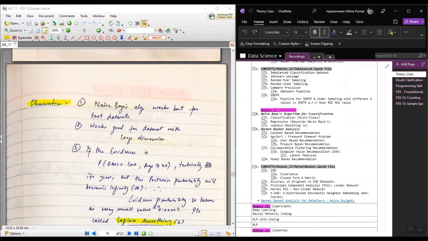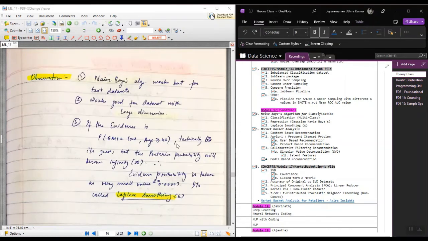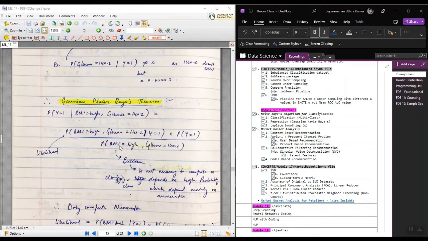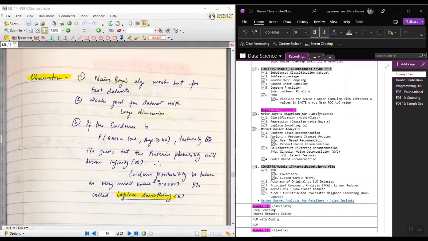Okay, so there are some observations. Naive Bayes works best for text datasets. It works well for datasets with large dimensions. If the evidence is like this one, technically it is 0, but then the posterior probability will become infinity. Let's say this condition is a very small value, 0. If we put 0, then any numerator divided by 0 will be infinity. So we don't want an infinity value. That's why we put a very small value, 0.0-something like that, so that the probability gets reduced and there won't be any mathematical error. And this adjustment of the given probability to a very small value, or using the epsilon value, is called Laplace smoothing.